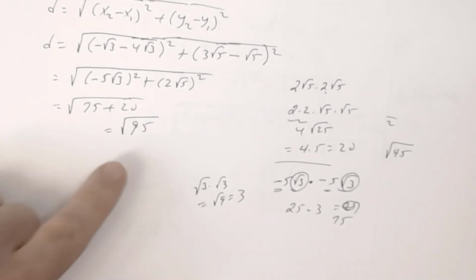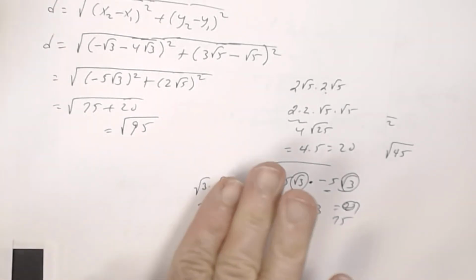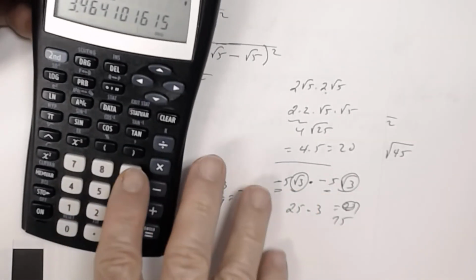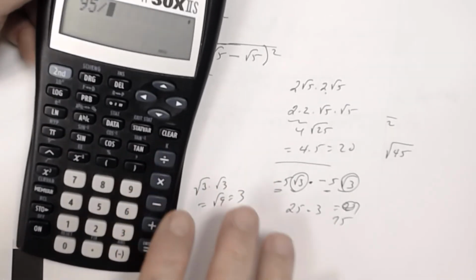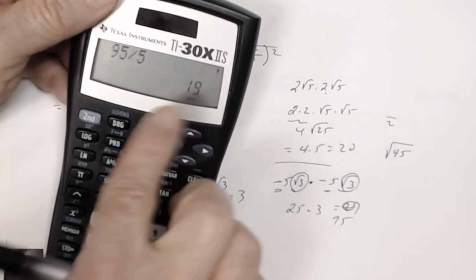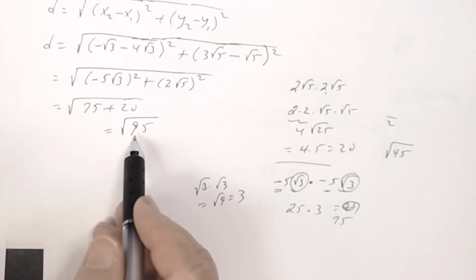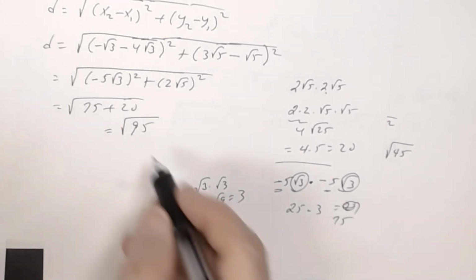Okay, now let's see if there's a perfect square that goes into 95. Well, first of all, I know it's divisible by 5. I know that 5 is not a perfect square, but I'm just going to go ahead and use it to help me. So 95 divided by 5 is 19, and 19 is prime, so the only perfect square that goes into 95 is 1, so I'm done.